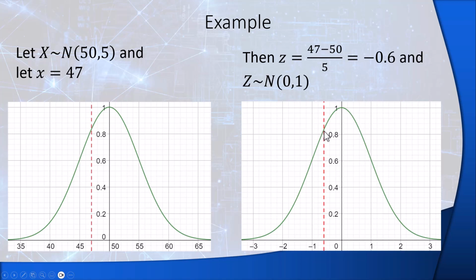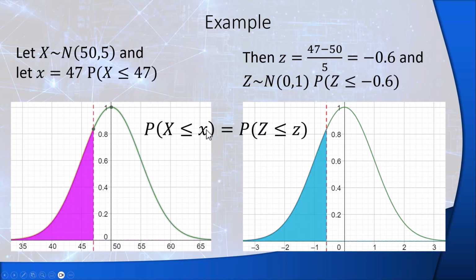Notice that the point here is pretty much similar to the point here. The area below it is identical to the area below it and above it and so forth. So the probability that X is less than or equal to x is the same as the probability of Z being less than or equal to the number z. That is, the probability that the random variable X is less than or equal to our number x, which happens to be 47, is equal to the probability that the random variable Z is less than or equal to the number z, which in this case is negative 0.6.